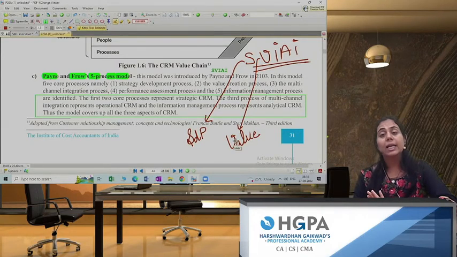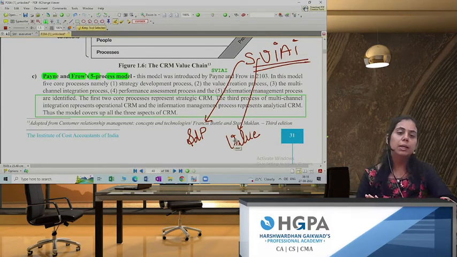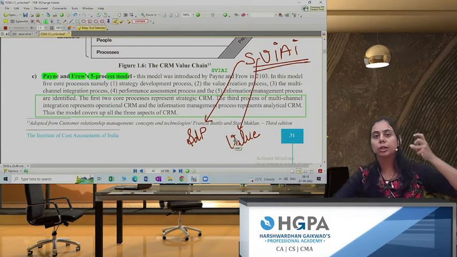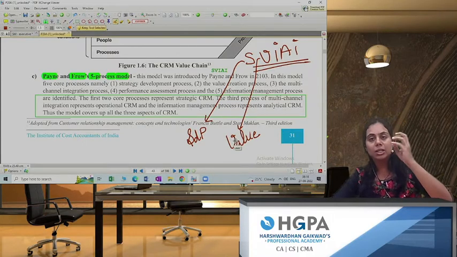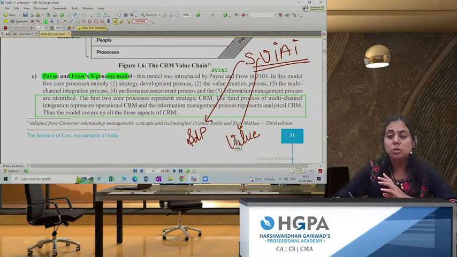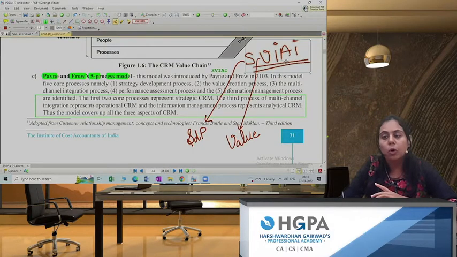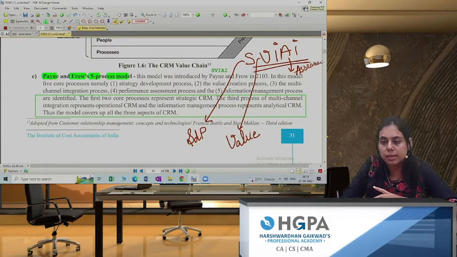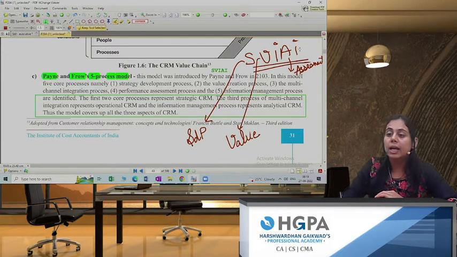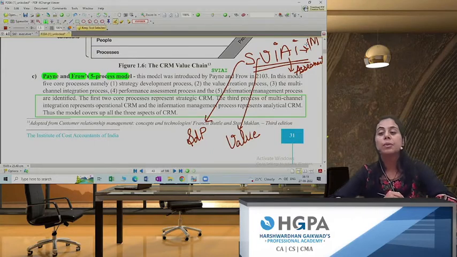I is multi-channel integration. There has to be a proper integration between the customer, the supplier, the owner, the raw material, the packaging team. That is the multi-channel integration. A means assessment. Whatever work we are doing, at the end we need to do a proper performance assessment, and then comes the I, that is information management. Very, very important, because in CRM a huge amount of information is going to be shared.